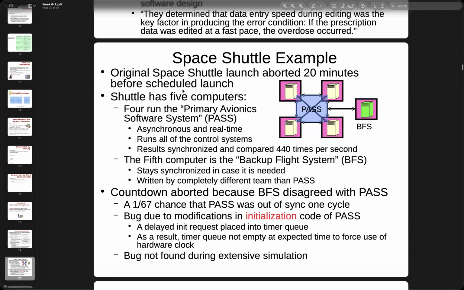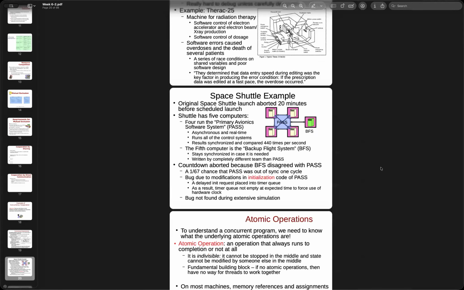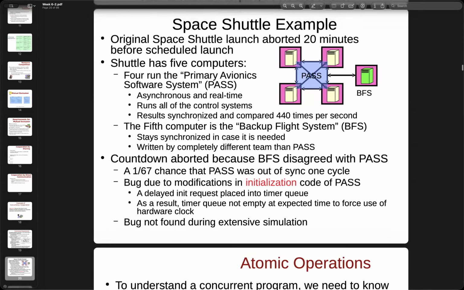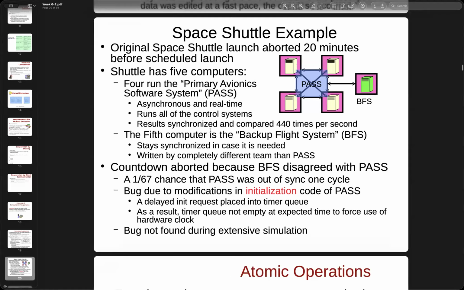Okay, we have the space shuttle. The original space shuttle launch was aborted about 20 minutes before the scheduled launch. There were five computers: 1, 2, 3, 4, and then one is the BFS. The four are the primary avionics software system, the PASS. They are synchronized and running in real time, and they synchronize and compare about 440 times per second.